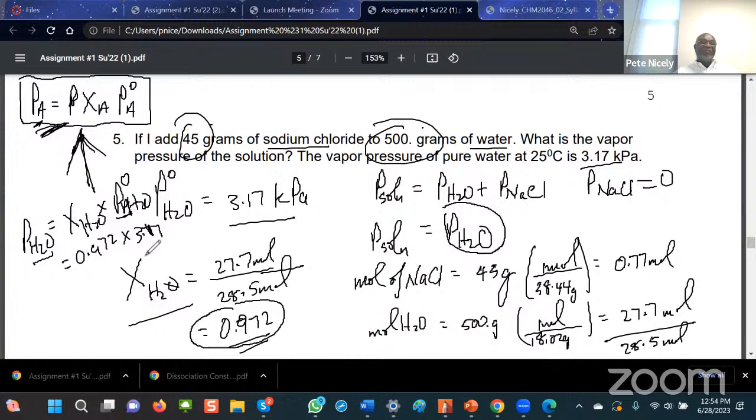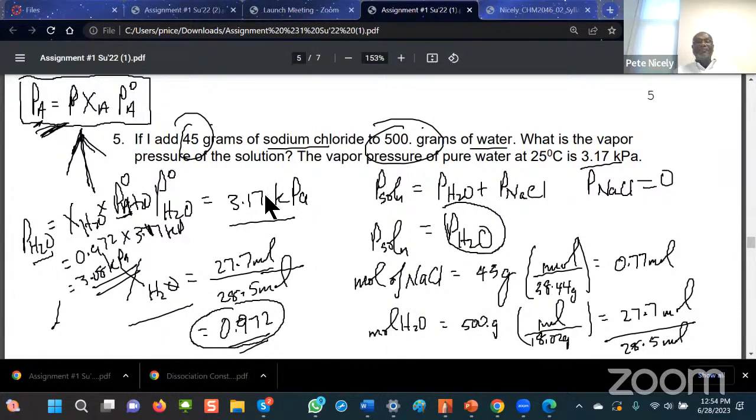So it's going to be 0.972 times 3.17 kilopascals. And let's see what that gives. So that's 0.972 times 3.17. So according to my calculation, this works out to be equal to 3.08 kilopascals. And that would be the final answer to this question. Okay, any questions about this example? Any questions?